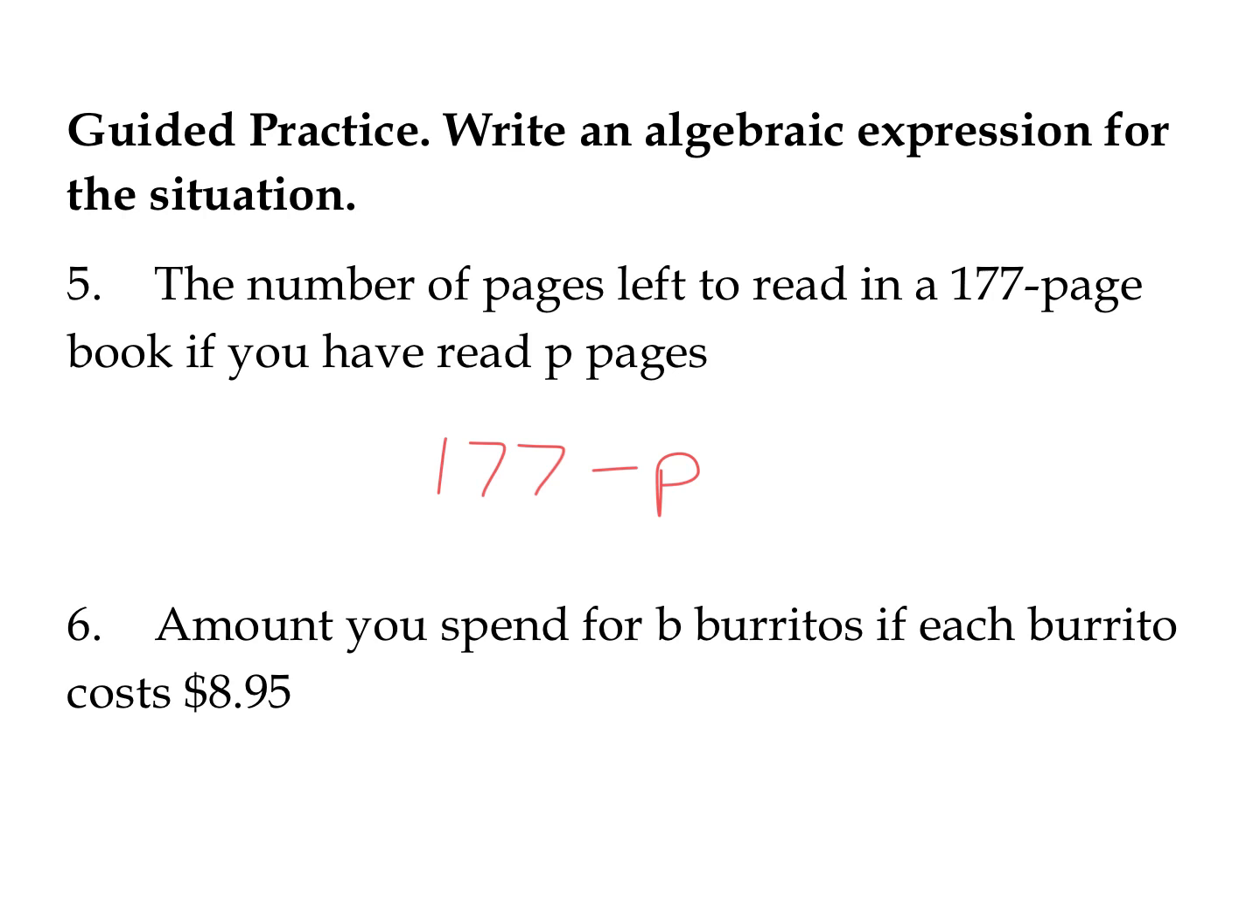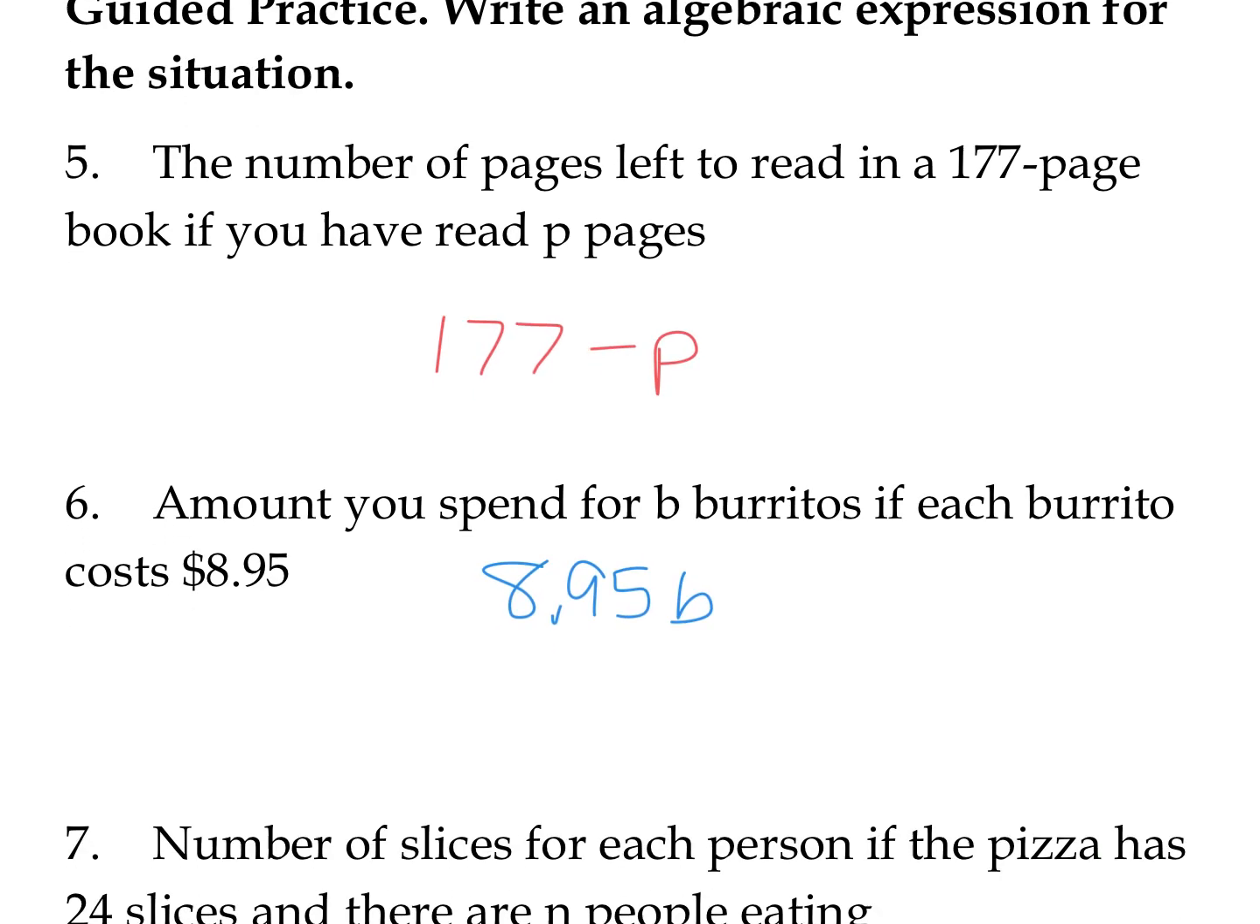Okay? And number 6, the amount you're going to spend for B burritos if each burrito costs $8.95. So again, think of an example. If I was going to buy one burrito, it would be $8.95. If I was buying 2 burritos, I'd take $8.95 times 2. If I was going to buy 8 burritos, it'd be $8.95 8 times. So that helps us know then here that we're going to write 8.95 times B. However many burritos times $8.95 for each one will give us the total we're spending for those burritos.